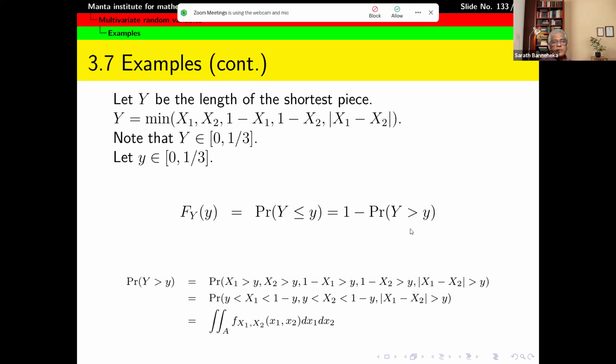So therefore, this probability, I'm looking at separately now. This probability is the same as the probability x1 greater than y, x2 greater than y, 1 minus x1 greater than y, 1 minus x2 greater than y, and this absolute difference greater than y. Because the minimum is greater than y if and only if each of these random variables is greater than y. Right?